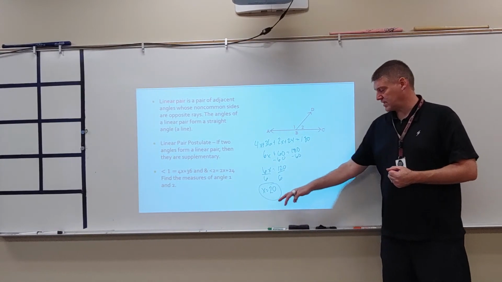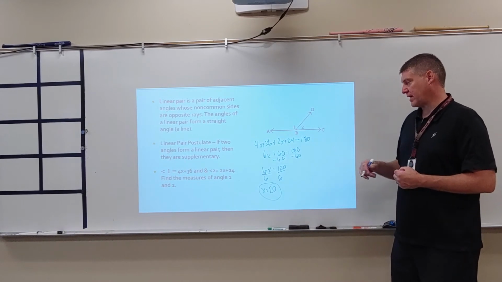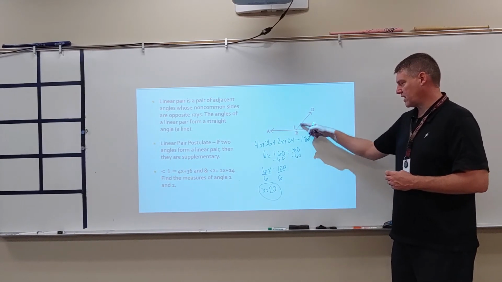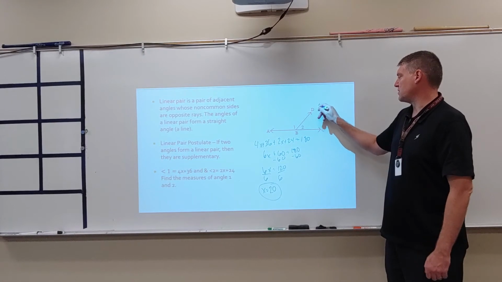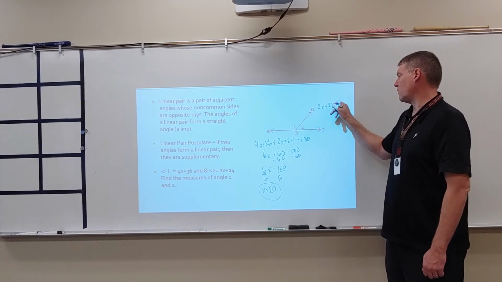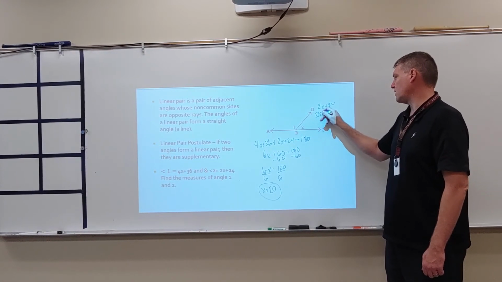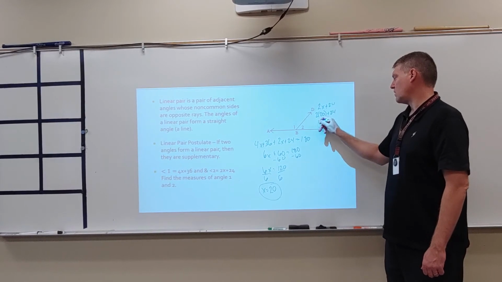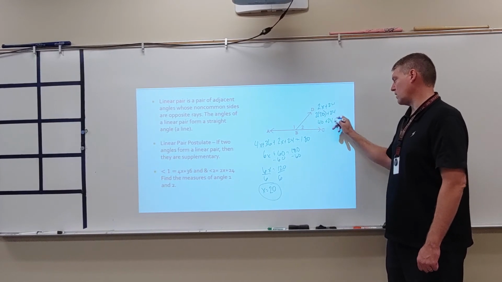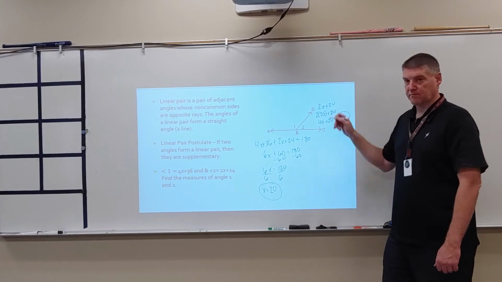So now I need to take this 20 and plug it back in. Now I'm going to start by plugging it into angle 2. So this gives me 2x plus 24. 2 times 20 plus 24. 40 plus 24 equals 64.